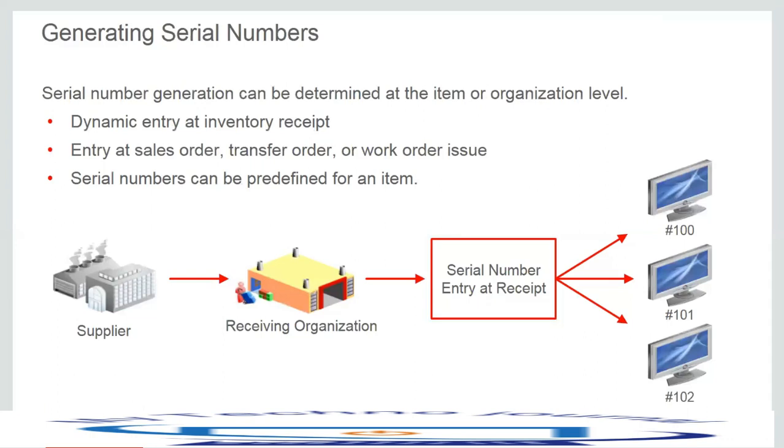The process of generating serial numbers is done through a scheduled process. This process does not assign numbers to units in inventory. It simply reserves the specific serial numbers for an item for later use.